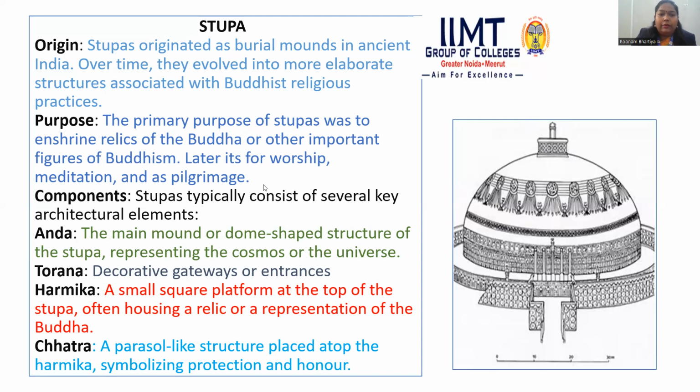Come to the Chhatra. Chhatra is above the Harmika. It's a parasol-like structure placed atop the Harmika. So it represents the spread of Buddhism in the four directions. It's symbolizing the protection and the honor of Buddhism.